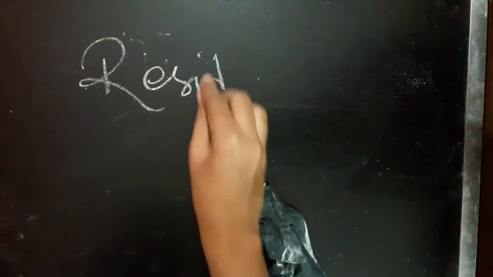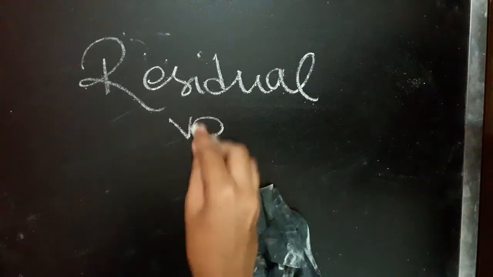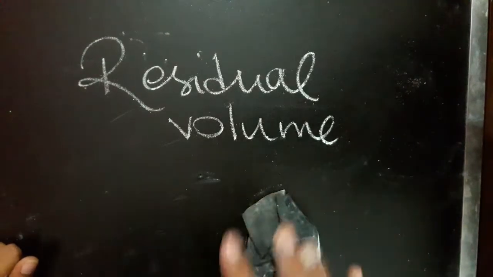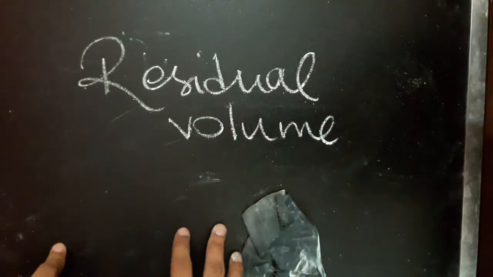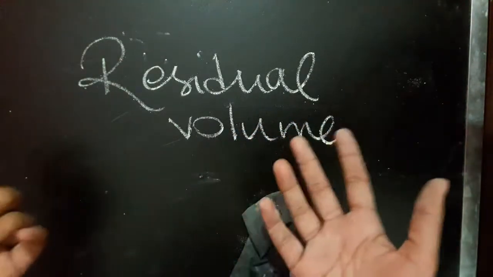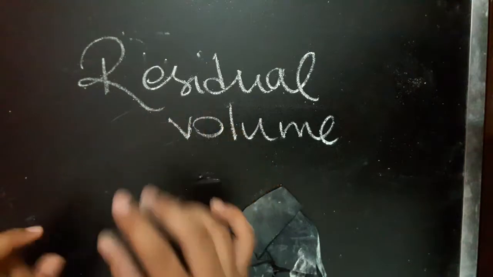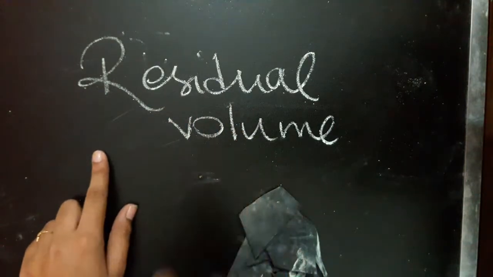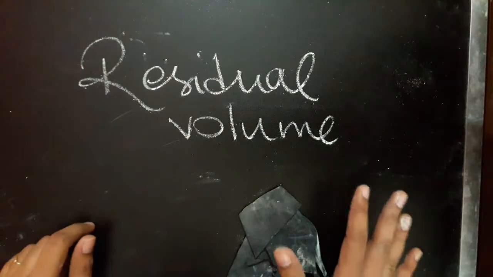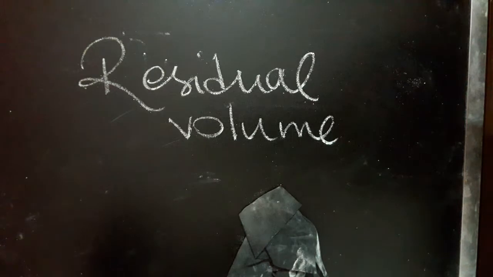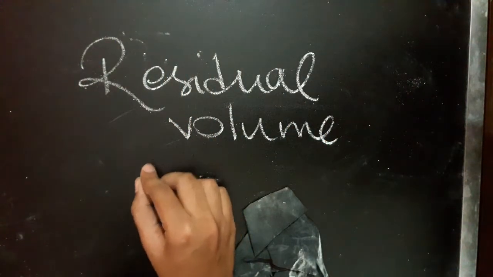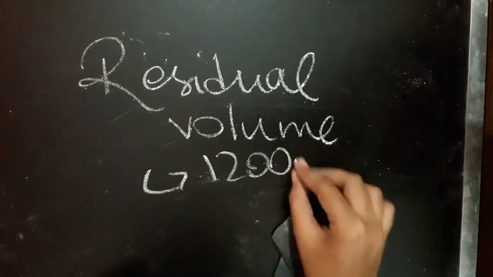Moving on to the last volume, that would be your residual volume. Your lungs are never empty, right? Even after you have expired your expiratory reserve volume, you still have some amount of air left in your lungs, because if there is no air left, your lungs will literally collapse, and you don't want that, right? The residual volume is the amount of air that remains in your lung after you have expired your expiratory reserve volume, which is around 1200 milliliter.